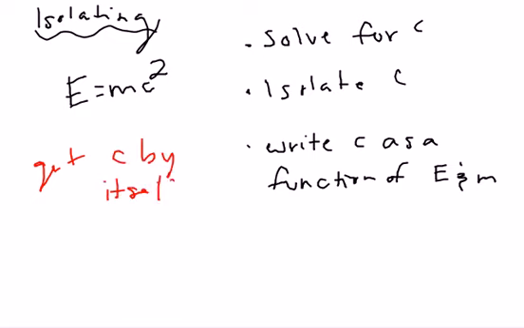So anytime it asks you to solve for something, or isolate, or write as a function of, all it's saying is that we want it to look like C equals is your end goal. It should be C equals, and as far as how you get to that, is something we are going to talk about next with undoing.